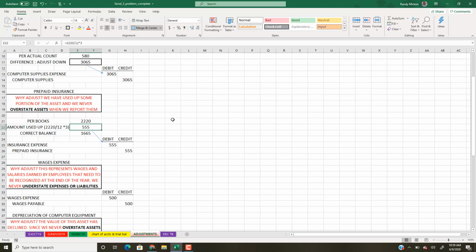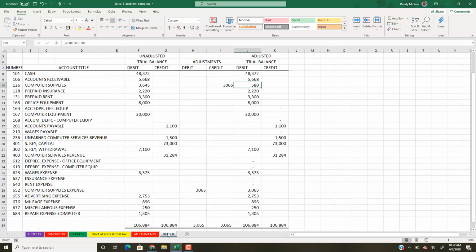Now, in order to get the asset prepaid insurance reduced, which would require us to do a credit to it, we have to debit something else, and in this case, it's insurance expense. So I'm going to debit the insurance expense. I'm going to credit the prepaid insurance for $555. So popping back over here, let's find insurance expense. And it's right up here. Currently it has nothing in it. So the adjustment's going to be the first thing that goes in it.